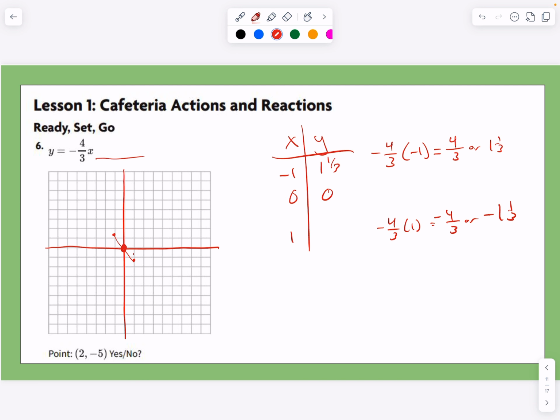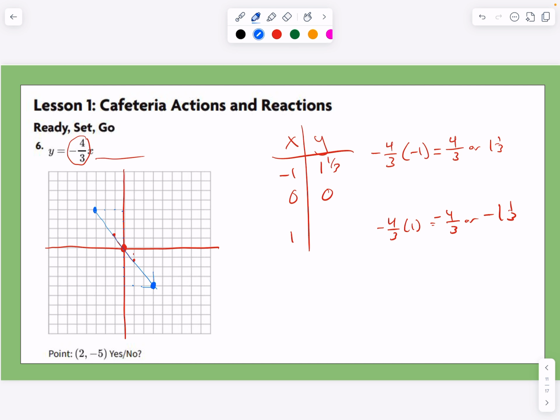I could also notice that I'm doing down 4 over 3, right? And I could go 1, 2, 3, 4, and over 1, 2, 3. That becomes a point on the square grids here. I could also go up 4, 1, 2, 3, 4, and over 1, 2, 3, and then connect the dots, which should go through my other points anyways.